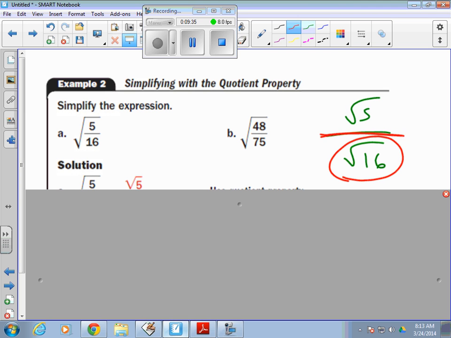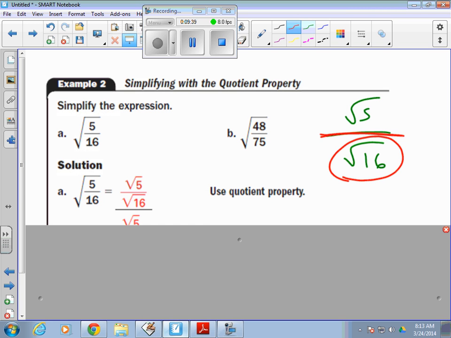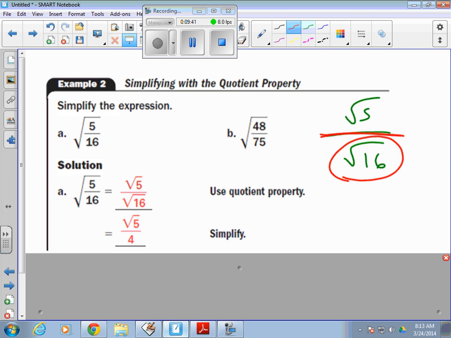Luckily, the square root of 16 is a perfect square. We know what times itself gives us 16. We know the number 4 times itself gives us 16. So once it's separated, it's the square root of 5 over 4. Then you just ask yourself the 3 questions again. Are there any perfect squares in 5? No. Those perfect squares don't multiply by anything to give you 5.